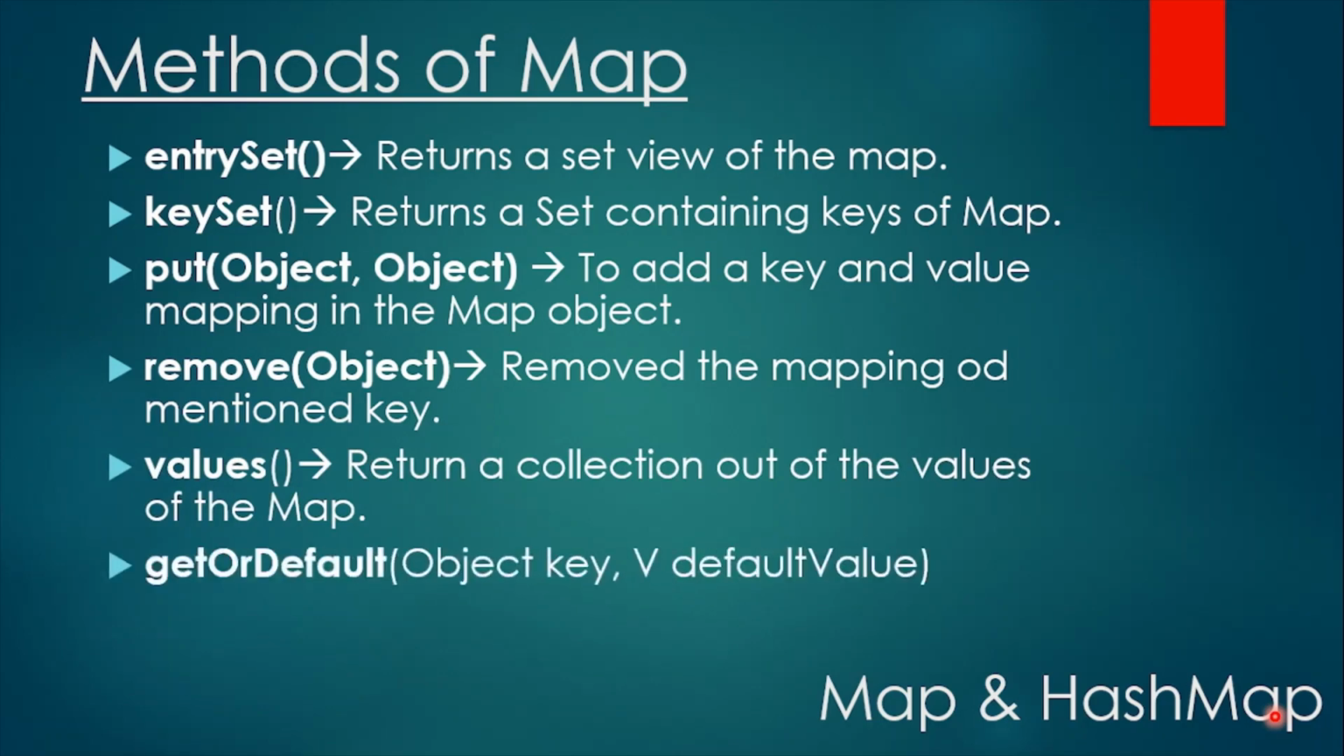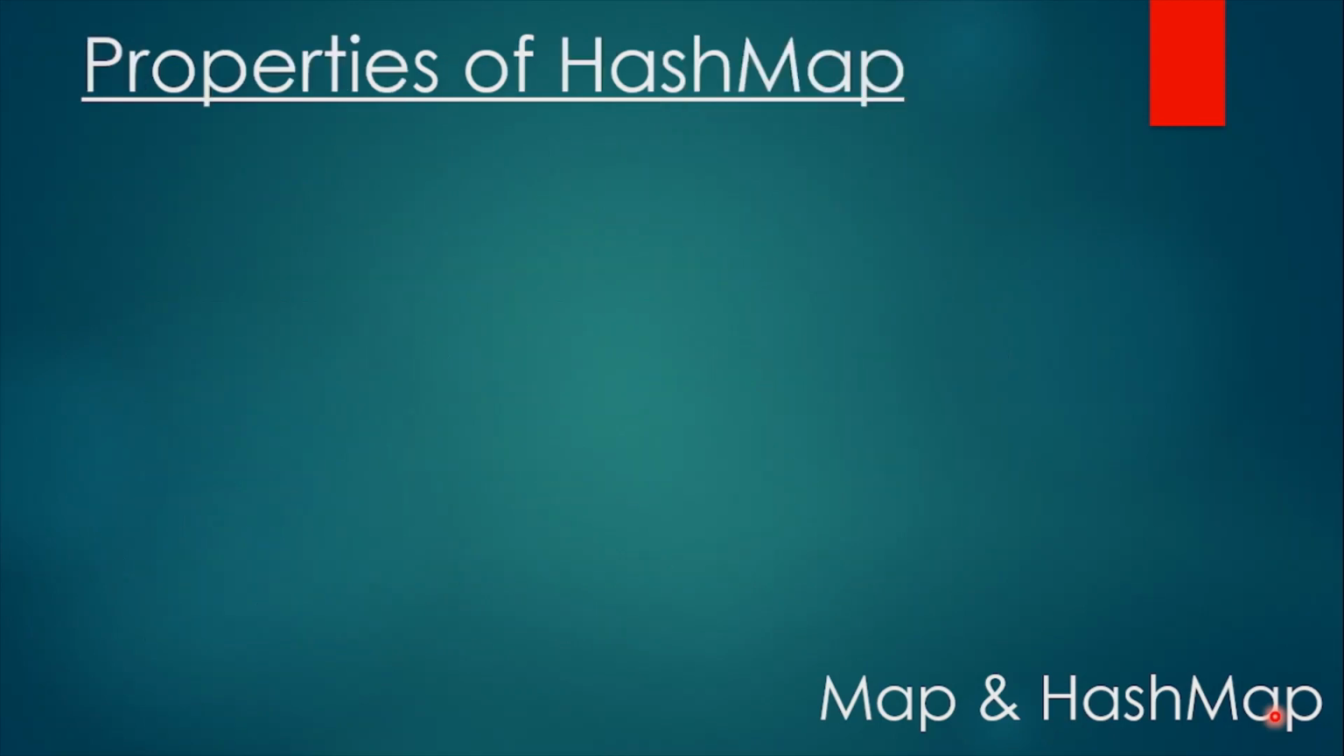Then we have getOrDefault. So in this case, we will be providing two different arguments. It will either get the object for the key which we have provided. Otherwise, if it is not able to find that key, then it will return the default value which we have passed as an argument. Then we have putIfAbsent. So in this case, it will check if the key already exists, then it will not add that. Otherwise, if it does not exist, then it will add that to the map object.